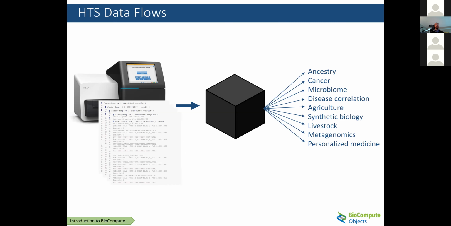So the original seed of the idea for Biocompute goes back to high throughput sequencing data flows, or HTS data flows. In HTS data flows, you'll typically get a very large volume of data, which is represented by the reads on the left-hand side of the slide that are coming off of a sequencer. So there'll be this enormous volume of data, and that can be processed in any one of a large number of ways. You might do ancestry or cancer detection or microbiome, disease correlation, etc.